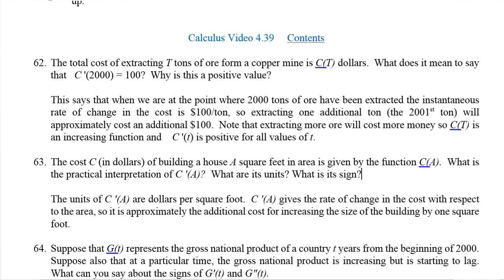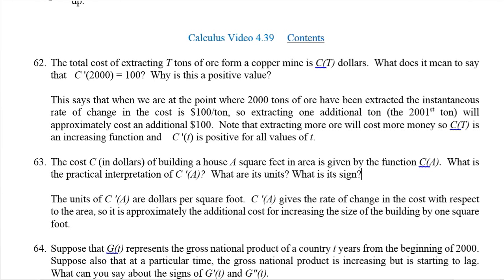Suppose that G of T represents the gross national product of a country T years from the beginning of 2000. Suppose also that at a particular time the gross national product is increasing but is starting to lag. What can you say about the signs of G prime of T and G double prime of T?